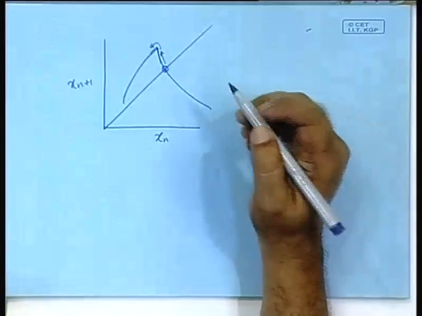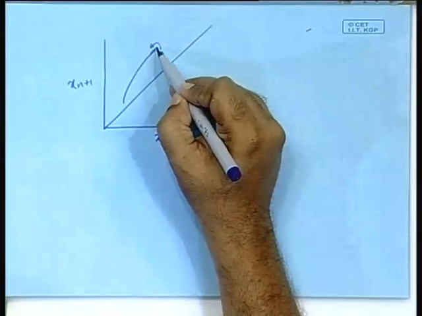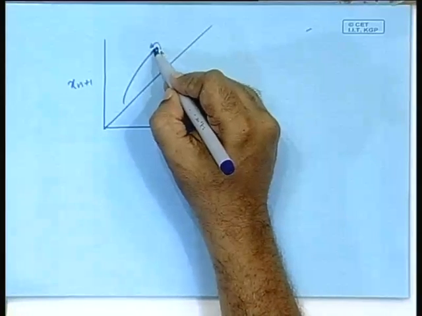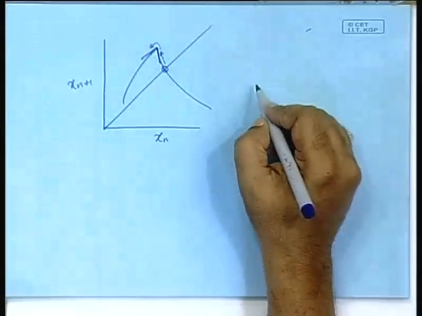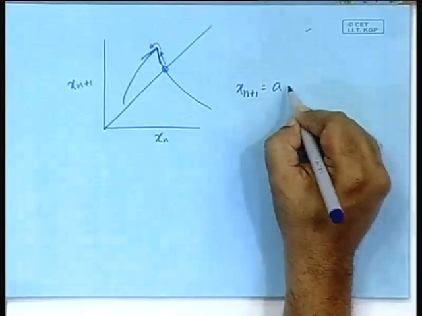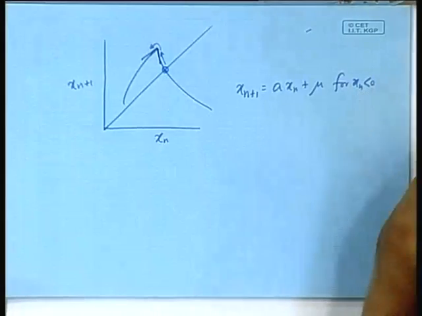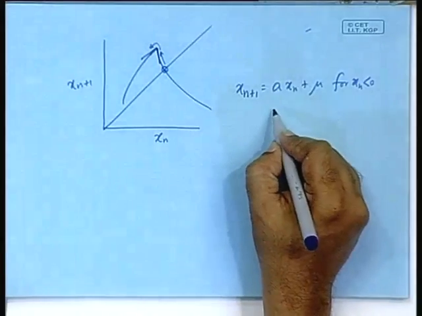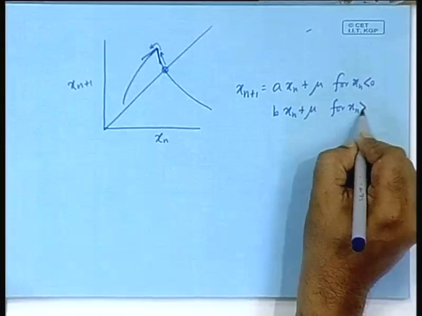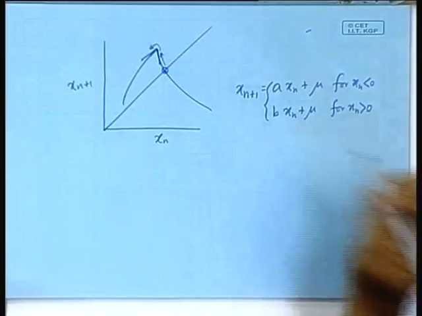And then we said that in order to probe the quality of these bifurcations, there is no need to look at all these areas of the map, rather it suffices to look at only the local linear neighborhood. And then we said that let the map be given by x n plus 1 is equal to a x n plus mu for x n less than 0, is it visible? Yes, and b x n plus mu for x n greater than 0. So, this was the map that we had considered.